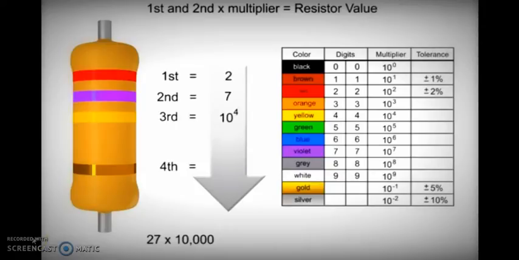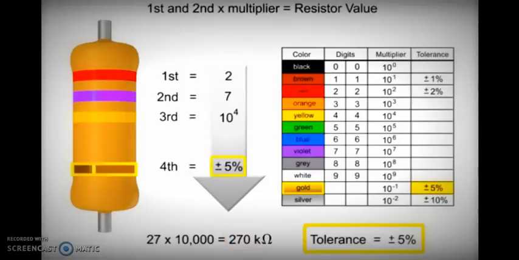So the entire value is 27 times 10,000 ohms, as it is 10 power 4. And the 4th band is gold, which is the tolerance band in this case, so here the tolerance will be plus or minus 5%, as indicated from the table. So the entire value of the resistance is 270 kilo ohms.